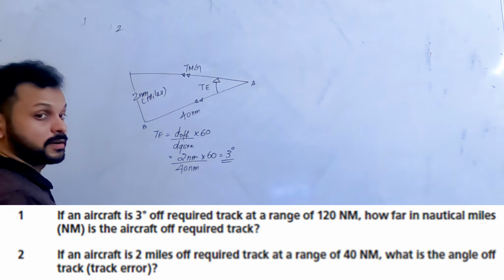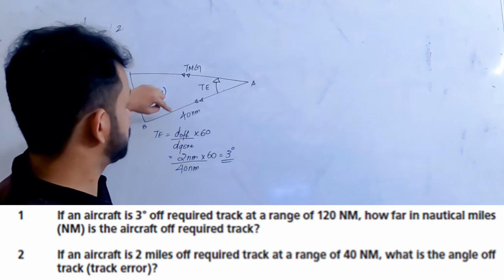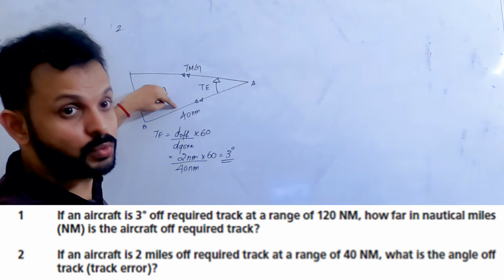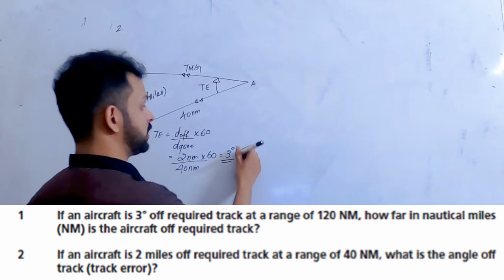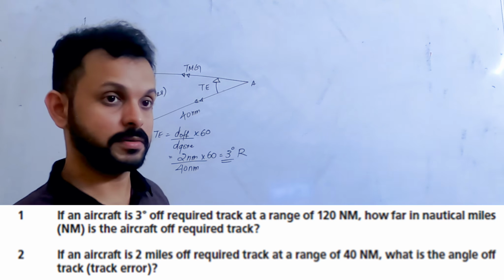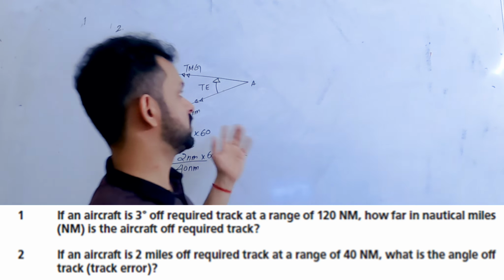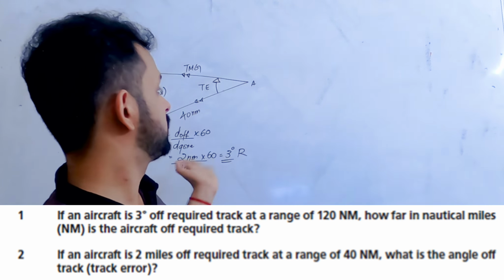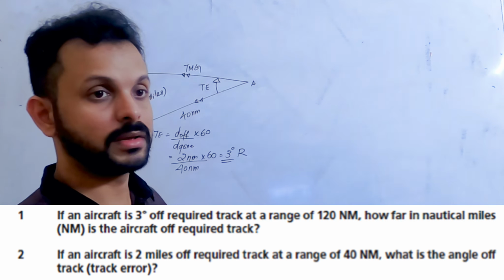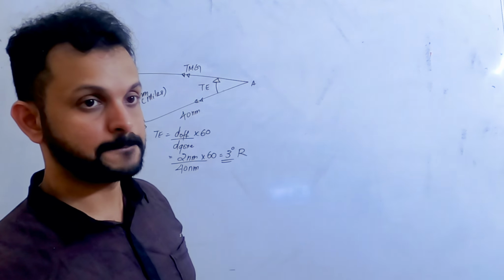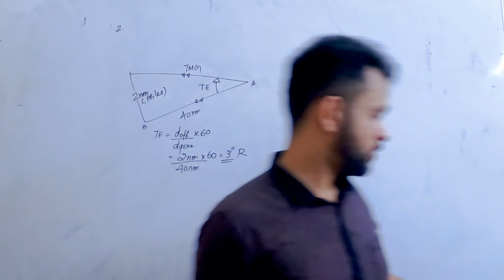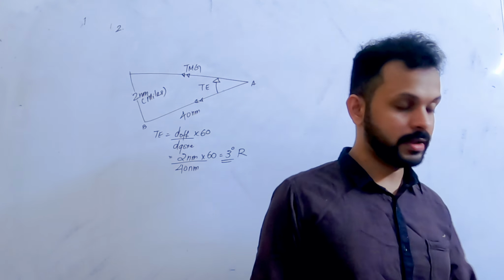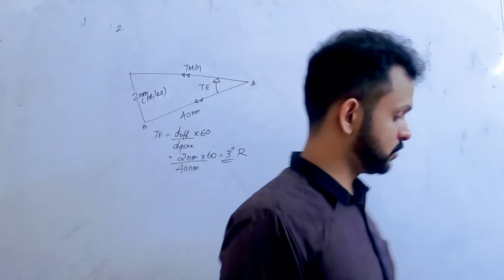And remember, track error has to be left or right. It is always measured from the planned track towards the track made good. Therefore, it is 3 degrees right track error. Basically, it could be because of wind, we assume it's more like a port wind giving a starboard drift. All right. Happy with that? Question number 2? All right.